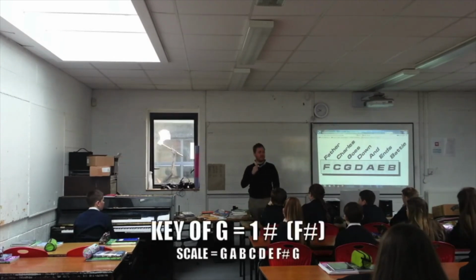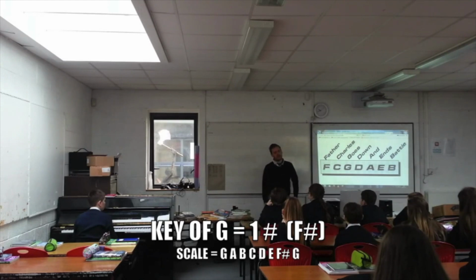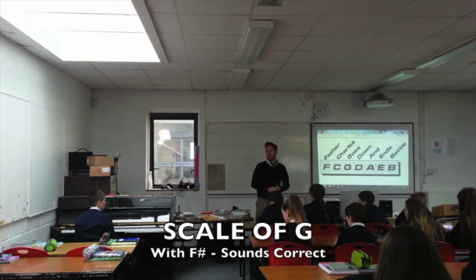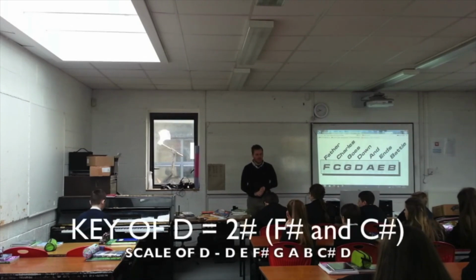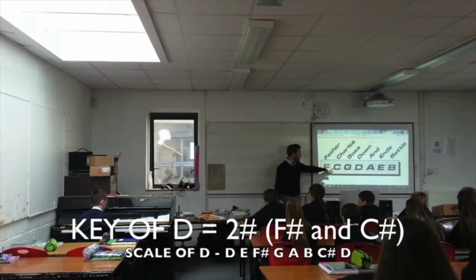If you play the scale of G, G is equal to 1 sharp. And that 1 sharp is F. So that means that you play G, A, B, C, D, E, F sharp, and then back to G again. If you have two sharps, the key of D, two sharps is D, and you have F sharp and C sharp. If you take the two of them out, it's not going to sound right.